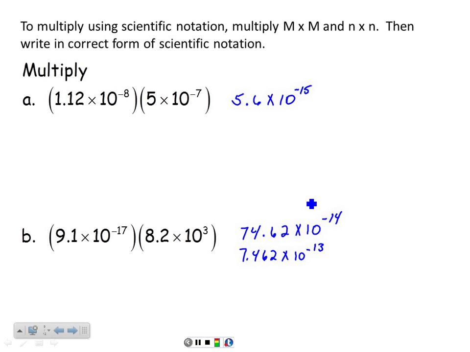So let's talk about that one more time. Remember, 74.62, this m needs to be between 1 and 10. So I know that I need to move the decimal 1 place to the left. If I move the decimal 1 place to the left, that's going to be a positive exponent. And so I'm adding 1 here. So negative 14 plus 1 is going to be negative 13.